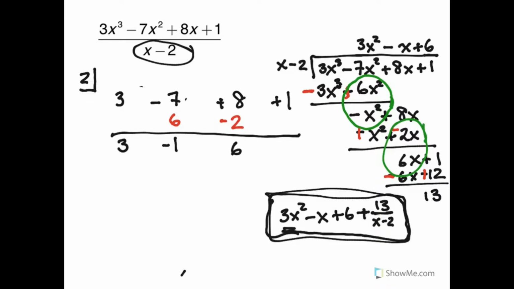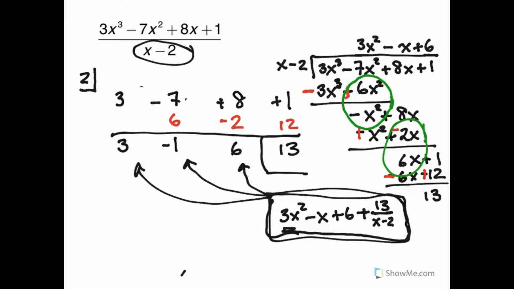Well, now I multiply 6 times 2. 6 times 2 is 12, and 12 plus 1 is 13. So there's the remainder. Now, if you look at the answer and the coefficients under the line here, this is the quotient. And all I need to do is fill in the powers of x. Since I started with an x cubed, I'm going down 1 power. So 3x squared minus 1x plus 6, and 13 is the remainder.